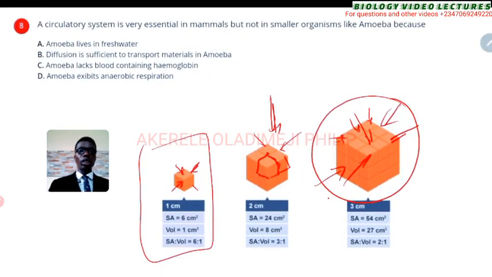So the answer is B. The reason is because diffusion is enough for amoeba because it has high surface area to volume ratio.